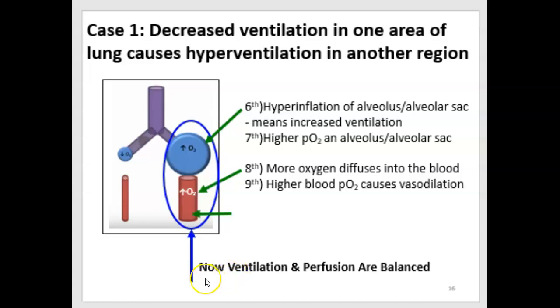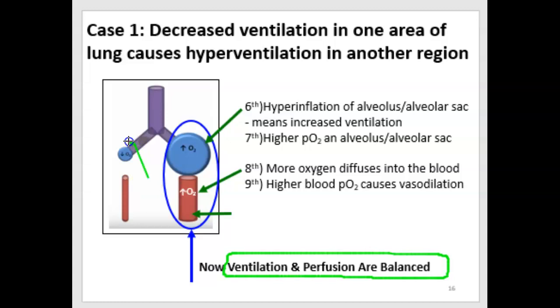Now what we have is ventilation perfusion balance. We have complete balance. Our alveolus that's not receiving much air doesn't receive much blood, and the alveolus that's receiving a lot of air receives a lot of blood. And it's all due to oxygen blood levels. Okay.